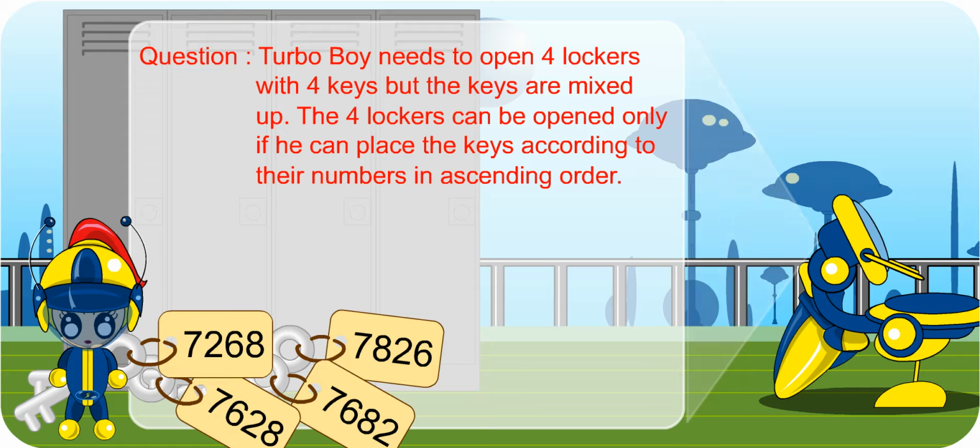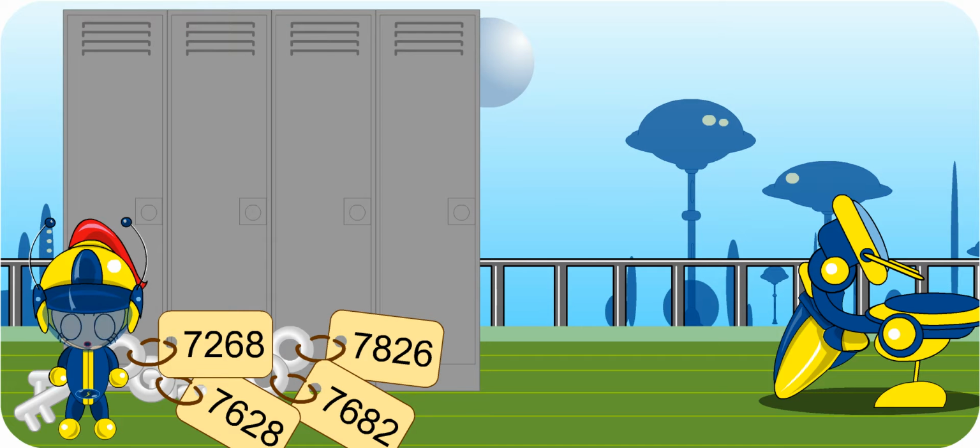Turbo Boy needs to open 4 lockers with 4 keys, but the keys are mixed up. The 4 lockers can be opened only if he can place the key according to their numbers in ascending order. I think arranging numbers in ascending order means arranging them in increasing order. Yes, we have to identify the smallest number among them and put it first. Then we look for the second smallest number and so on till we find the biggest number. That is what I did.